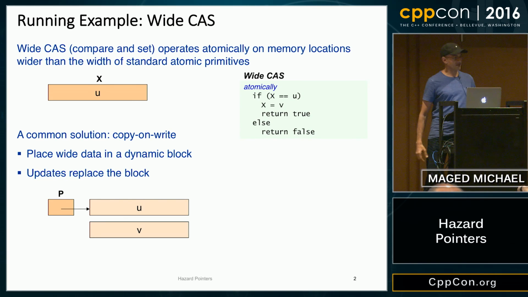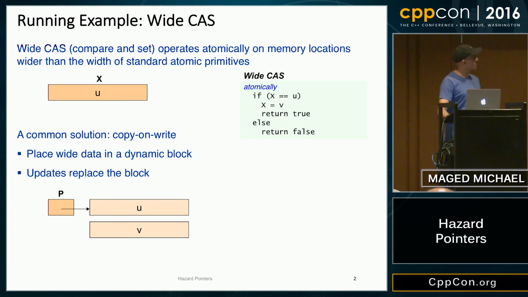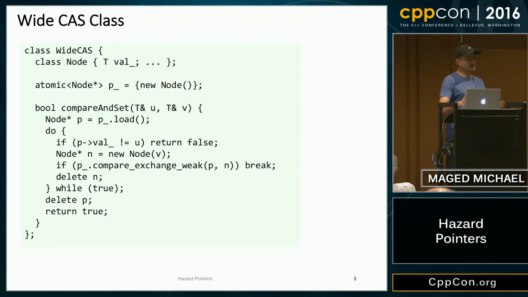Imagine that you have a very large memory block that you want to apply concurrent set on, and it doesn't fit in any standard atomic operations, like on hardware or supported by the language. So one common solution is, instead of having the object embedded in place, you represent it with a pointer and then copy on write whenever you change it. So every new value is just allocate a new block and you replace the old one. So this is kind of a naive implementation.